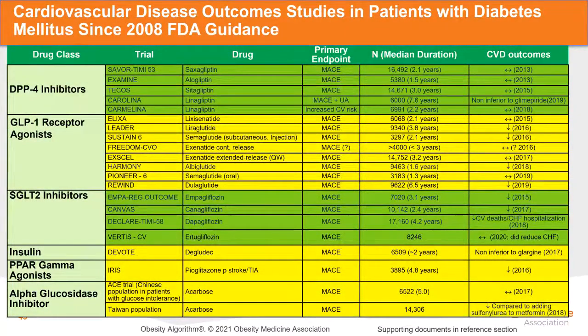But the good news is that, at least with regard to diabetes mellitus, we have outcome studies now that demonstrate cardiovascular disease benefits. We are specifically focusing on the GLP-1 receptor agonists and the SGLT2 inhibitors. Now, not every member of both these classes has cardiovascular disease outcomes data.